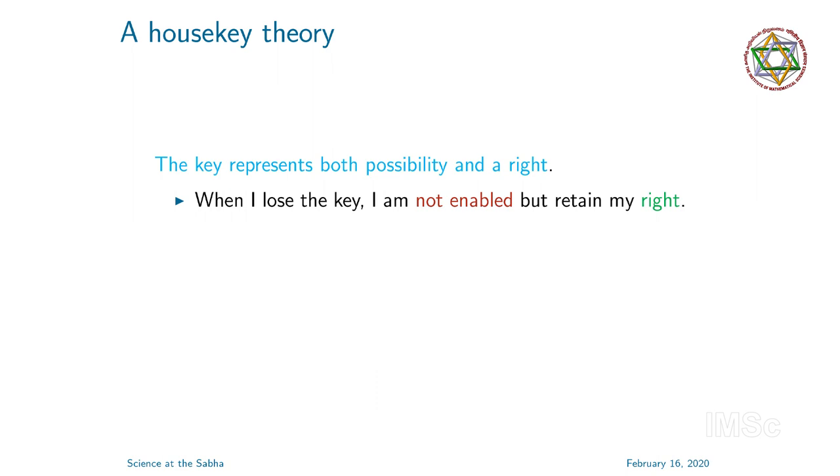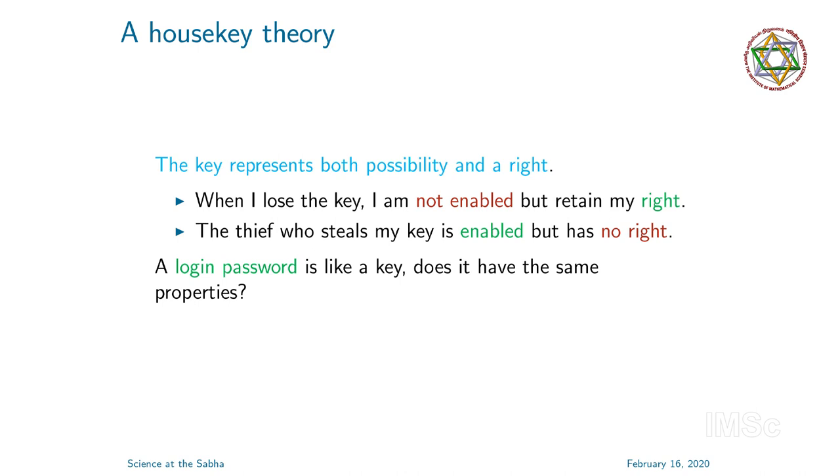When I lose the key, I cannot enter. I'm not enabled, but it still remains my house. The thief who steals the key is enabled because he can enter the house, but has no right to enter. So these are two different things, and the key represents both, and these are logical properties.